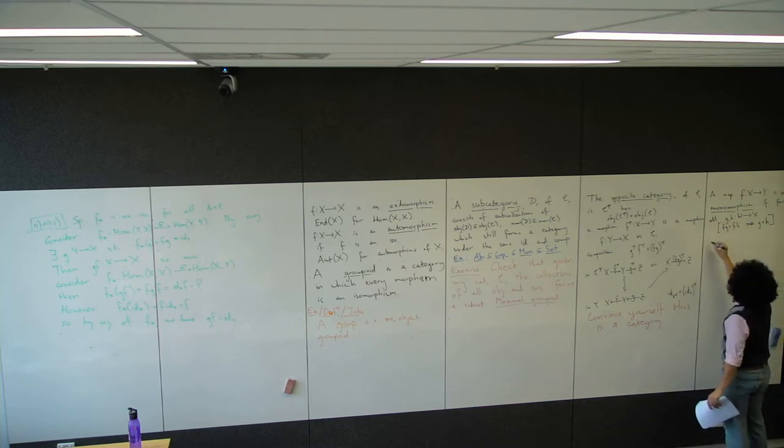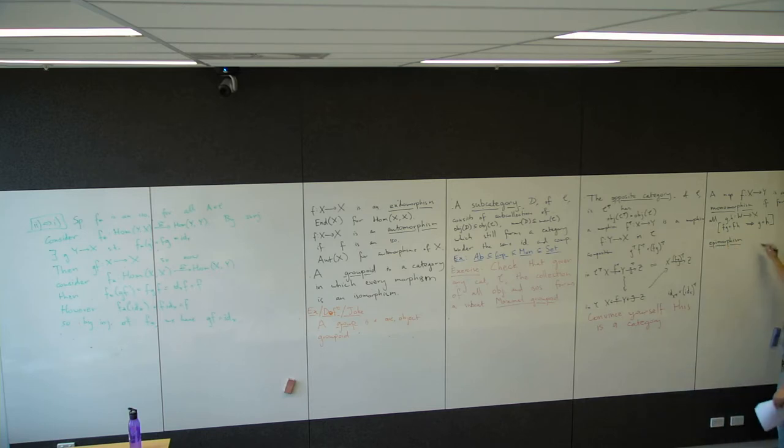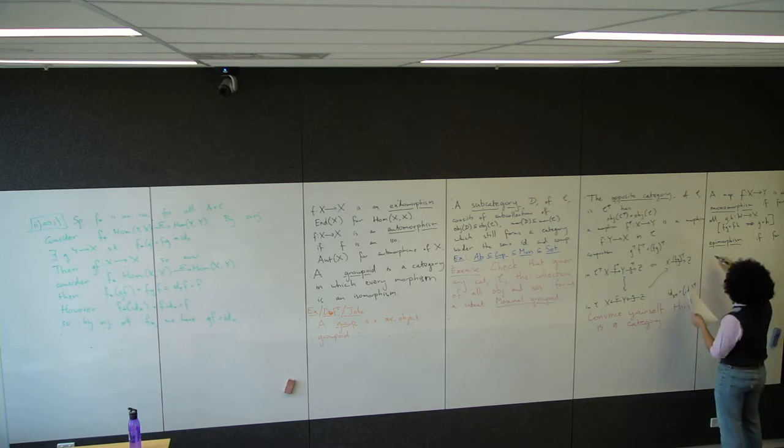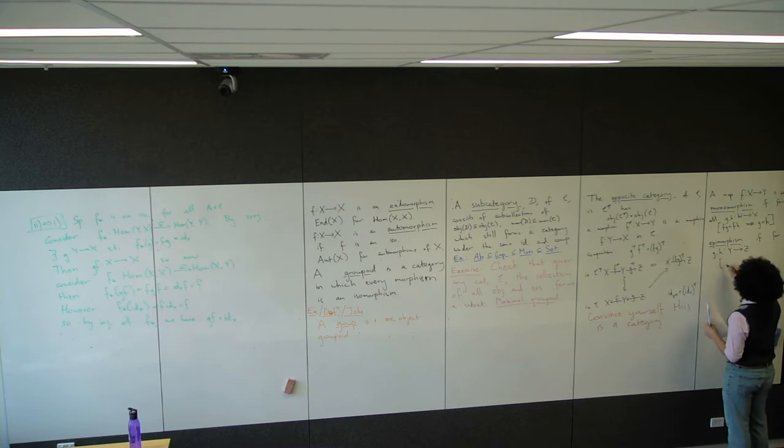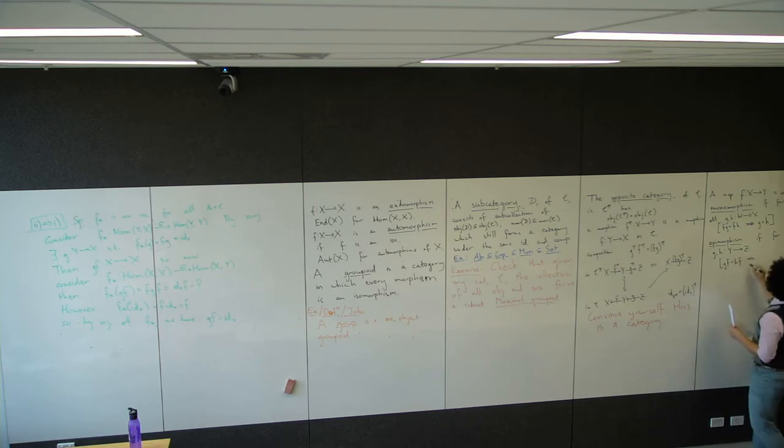Similarly, such a map is an epimorphism if for all, what did I use here? Still g and h, g and h from Y to Z, we have the implication that g composed with f equals h composed with f implies that g and h are the same morphism. So I've swapped these around. All right.